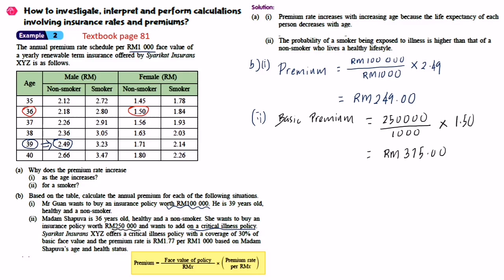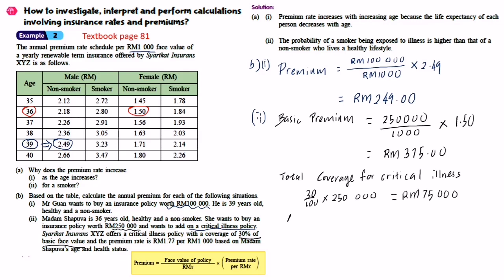And we also calculate the total coverage for critical illness. From the question, the total coverage is 30% of the basic face value. So 30% times 250,000 equals 75,000.